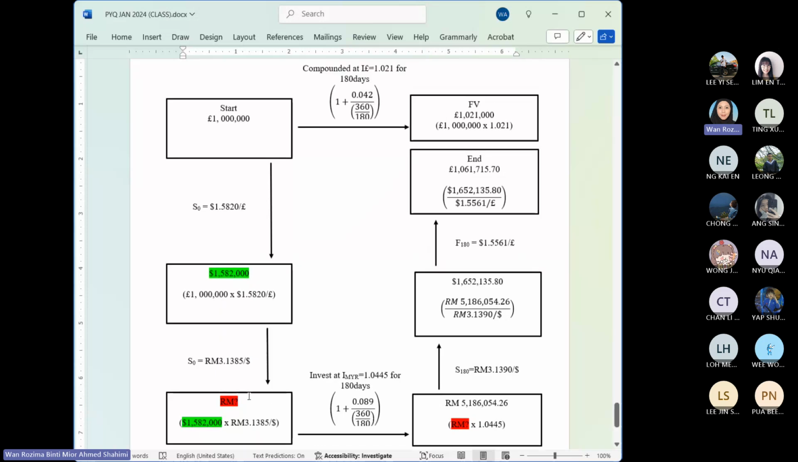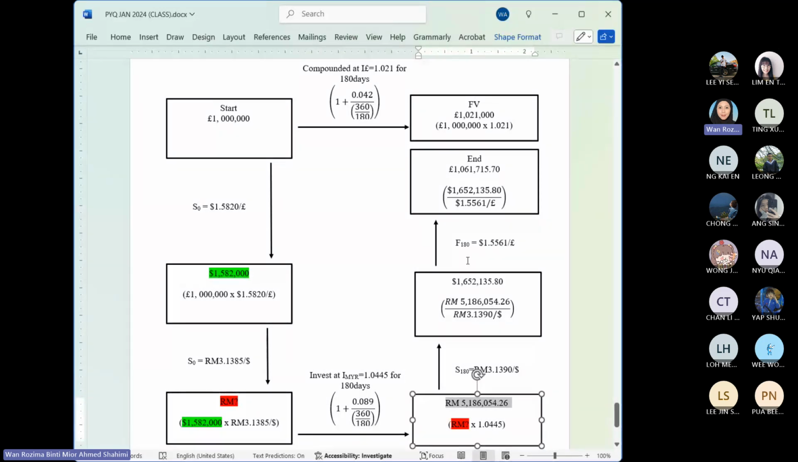From the question, it will give you the return of 8.9% per annum, but this one is only 6 months, so that's why you have to do 0.089 divided by 360 times 180, plus 1, then you will get the interest factor. Based on the ringgit Malaysia in green and red color, you will get this. And the rest I did not delete, so you can see.